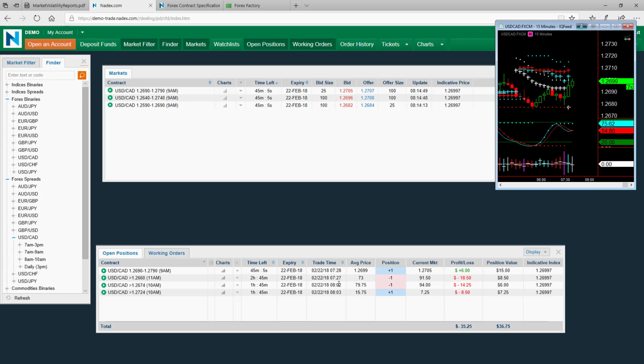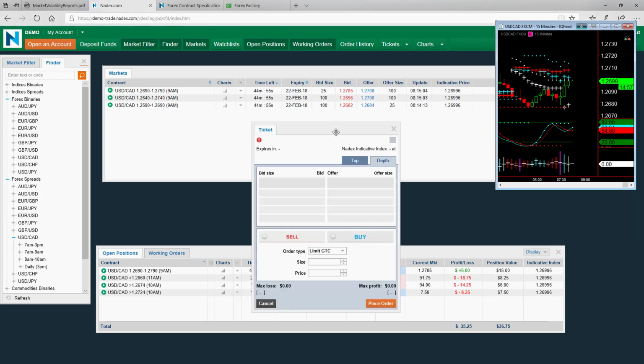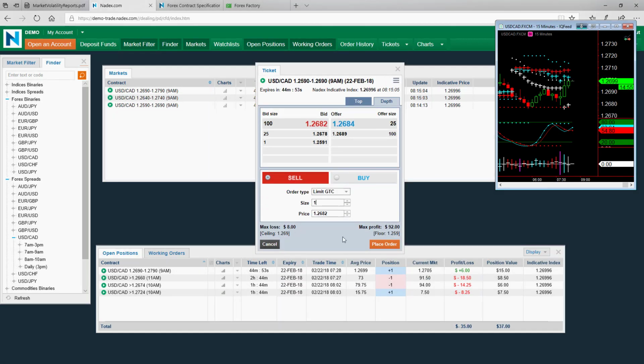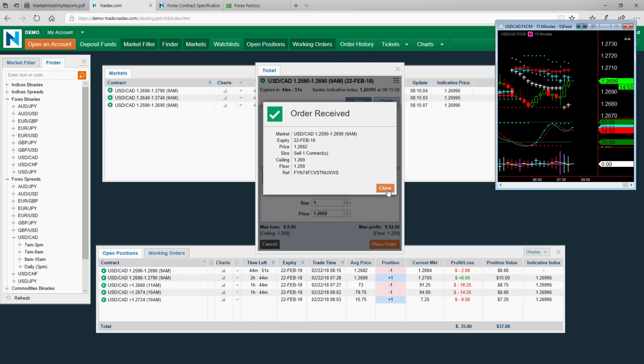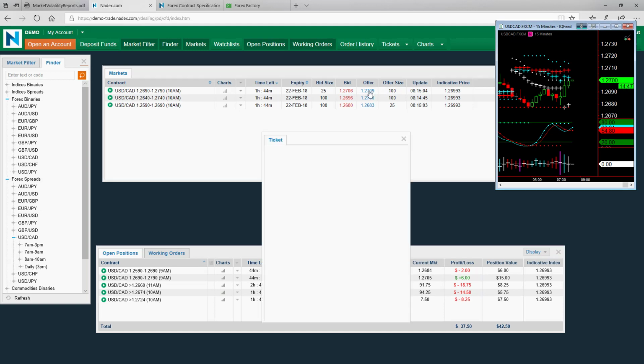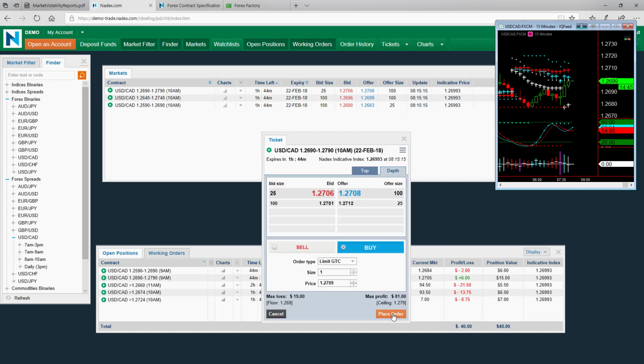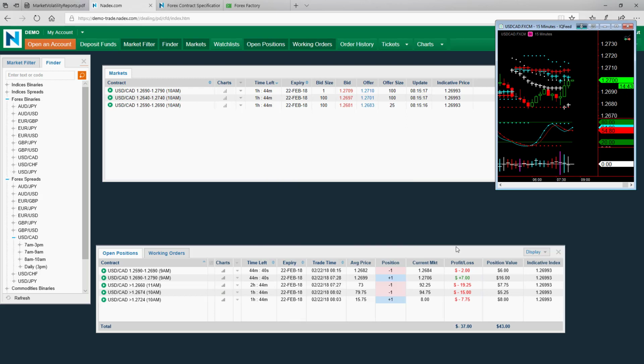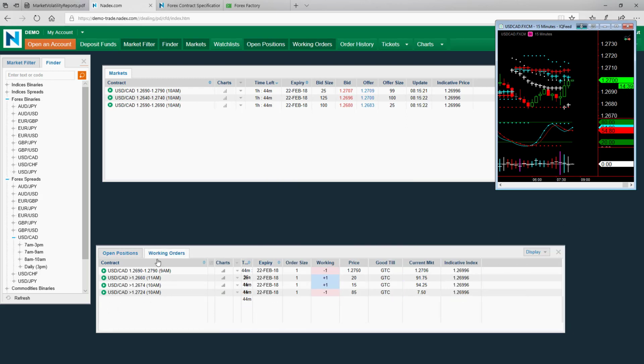Now, another thing that you can do, let's just say that we want to go short on this 9 a.m. So I'm going to go short on this one. It's got $8 of risk. And then I'll come to the 10 a.m. and actually go long. Does everybody understand that one?